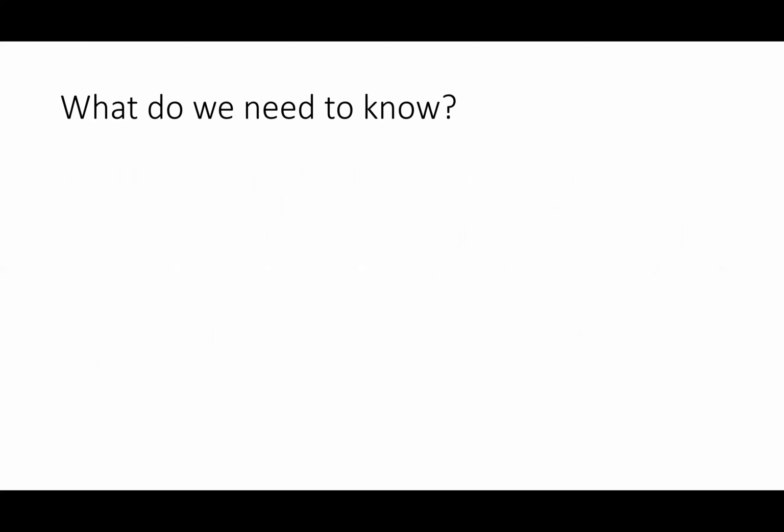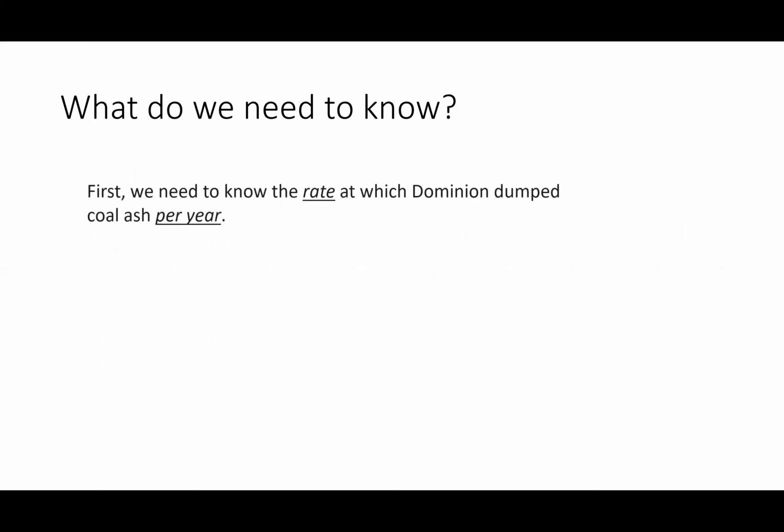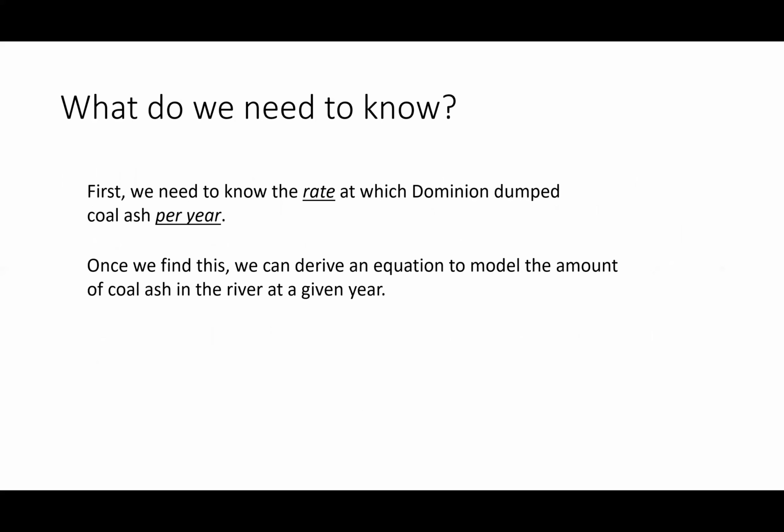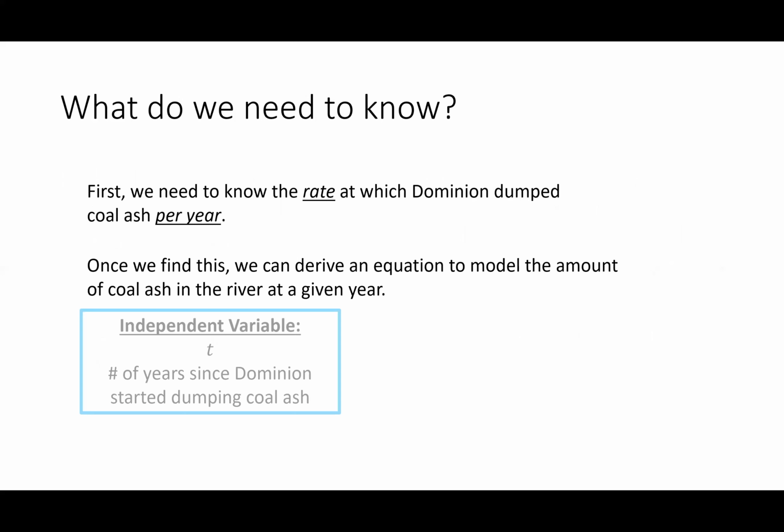So what do we need to know? In order to answer this question, what are some of the things that we actually needed to determine? First, we needed to know the rate at which Dominion dumped coal ash per year. Once we found this, we can derive an equation to model the amount of coal ash in the river at any given year. So if you gave me a year, I could tell you how much coal ash there is.